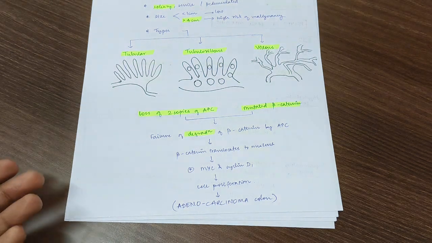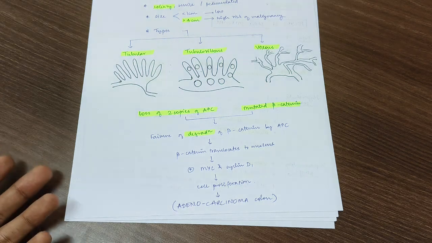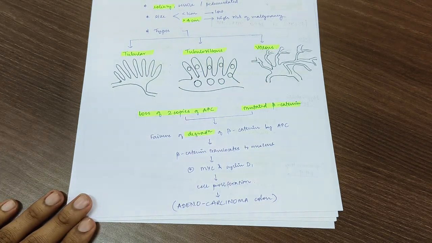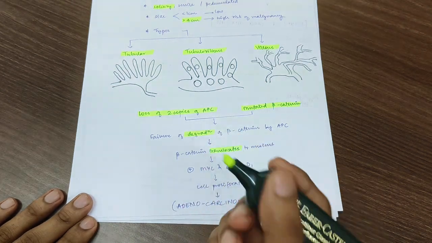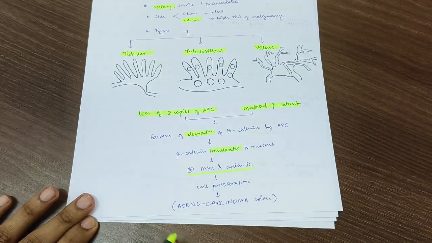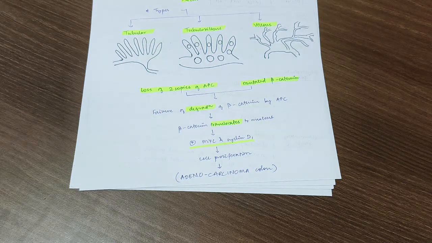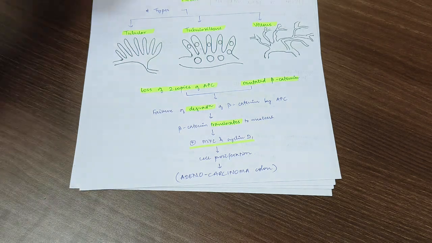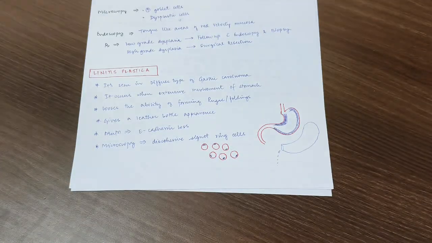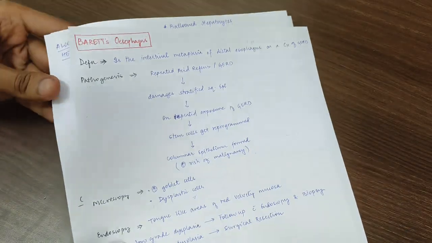So beta catenin is not degraded, and it accumulates. Once it is accumulated, what does it do? It will not sit simply, it will translocate to the nucleus and activate MYC and cyclin D. Remember them, right? These are cell growth factors, and they promote cell proliferation. This MYC pathway and cyclin D promote the cell proliferation, and that will lead to adenocarcinoma colon.